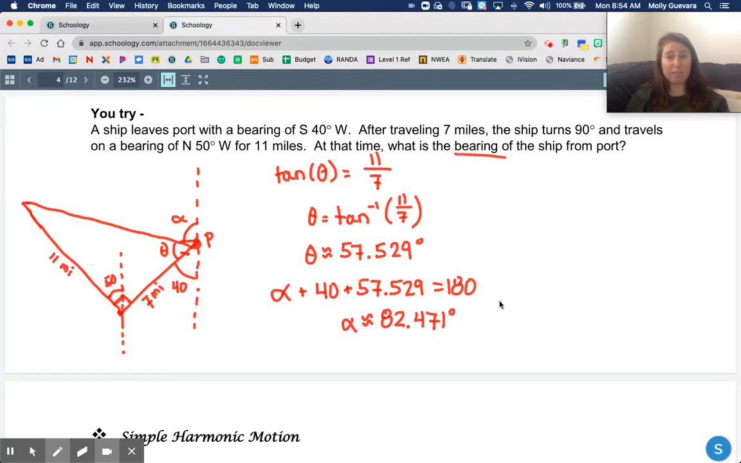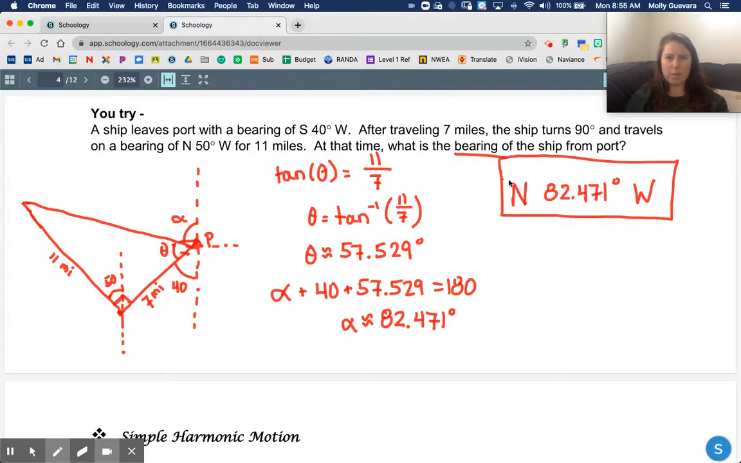So I have to actually write it as a bearing. So would I start from the north or the south? Hopefully we see, right, if I drew a horizontal line, it would be on the north side. So we're going to start on the north. And I go 82.471 degrees in the west direction. So there is my bearing. So just using that, the bearing is just another way to tell you what the angle is looking like.